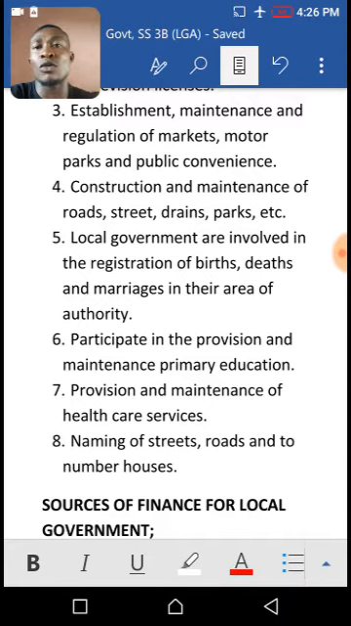Number 7, provision and maintenance of healthcare services. In all the local governments, we have primary healthcare services that are given to people. In that case, local governments also play the part of trying to maintain them, provide medicines, drugs, give people medical attention and assistance at the primary healthcare centers. Finally, naming of streets, roads, and numbering of houses. This is one of the functions of the local government. They give names to streets, they also give names to roads, and also number people's houses.